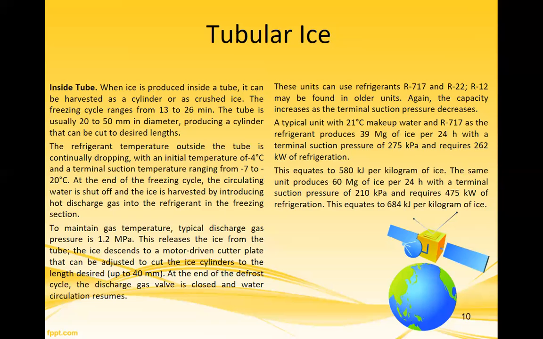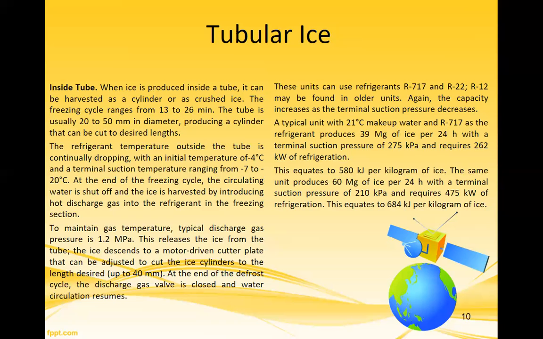These units can use refrigerants R717 and R22. R12 may be found in older units. Again, the capacity increases as the terminal suction pressure decreases. A typical unit with 21C makeup water and R717 as the refrigerant produces 39 megagrams of ice per 24 hours with a terminal suction pressure of 7.75 kilopascal and requires 262 kilowatt of refrigeration. This equates to 580 kilojoule per kilogram of ice.